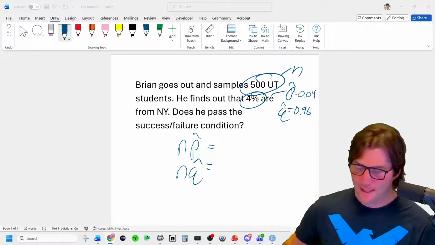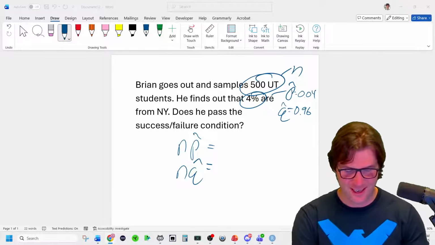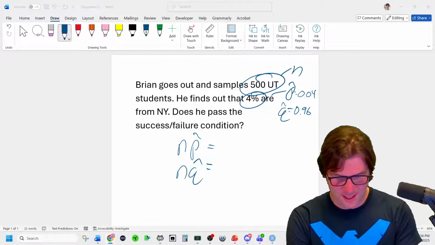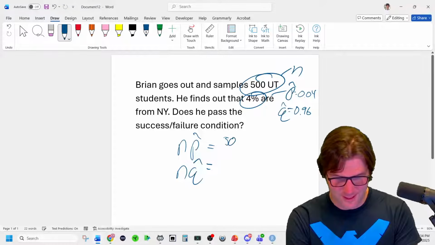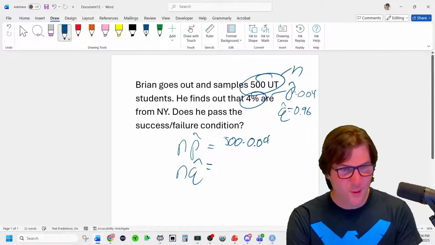Good question, right? Okay, so np-hat and q-hat right here are 20 and 80, because this is 500 times 0.04.